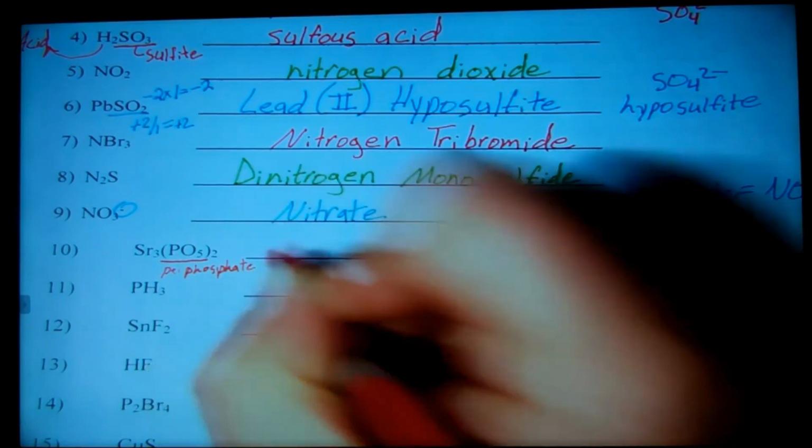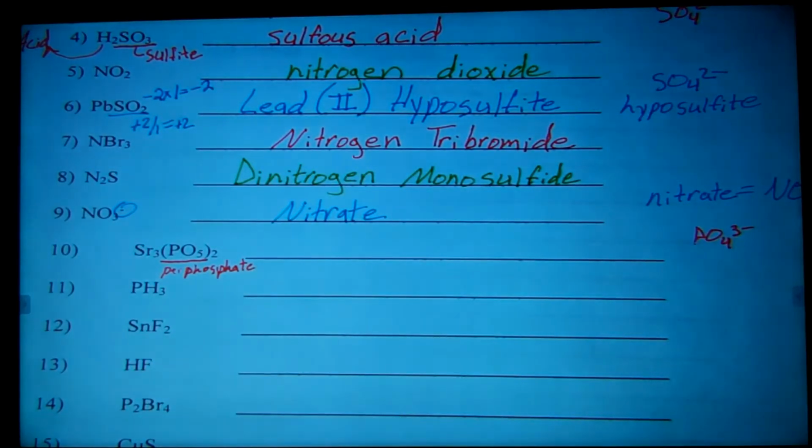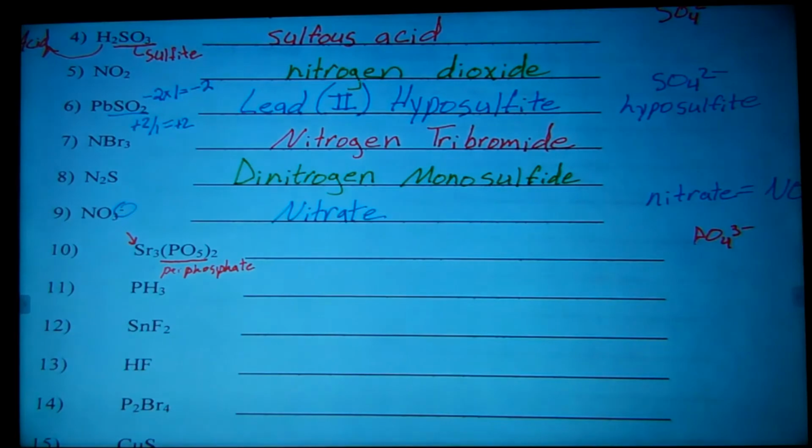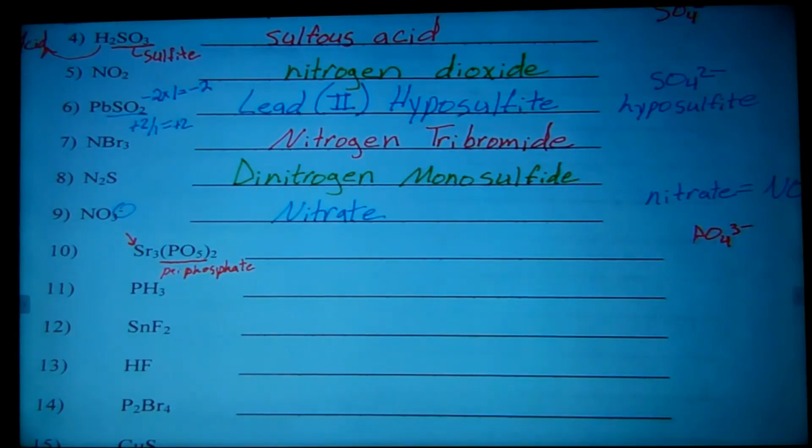Hopefully I wrote it out nice. So perphosphate. Now we've got to look at the cation here. So let's look at this cation, Sr. You should know that Sr is strontium. Find strontium on your periodic table. You will find it in the second column, which means it has a fixed charge.